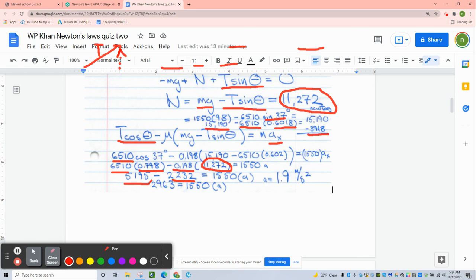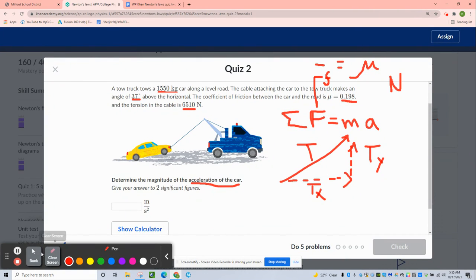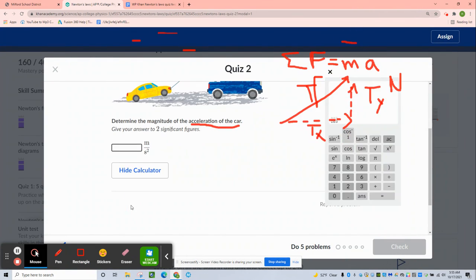Well, 5,195. We take the horizontal component of the tension and subtract the friction force to find the net horizontal force, 2,963 newtons. We divide by the mass of the system, in this case 1,550 kilos, and that's 1.9 meters per second squared. So let's see if we got this right. 1.9 meters per second squared.